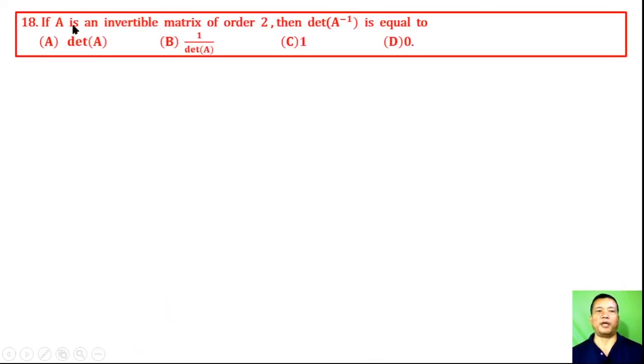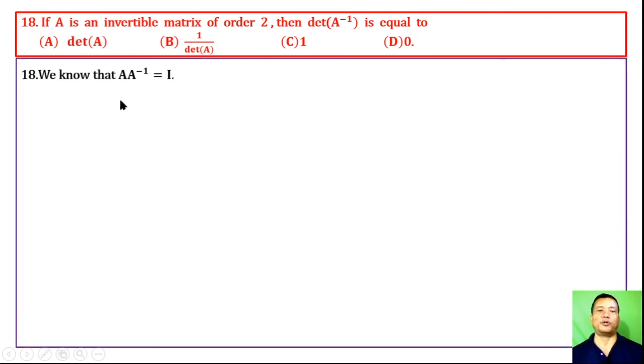Question number 18. If A is an invertible matrix of order 2, then determinant of A inverse is equal to. We know that A into A inverse equal to I. Taking determinant on both sides, we get this. So the determinant of A inverse is equal to 1 by determinant of A. So the correct option is B.